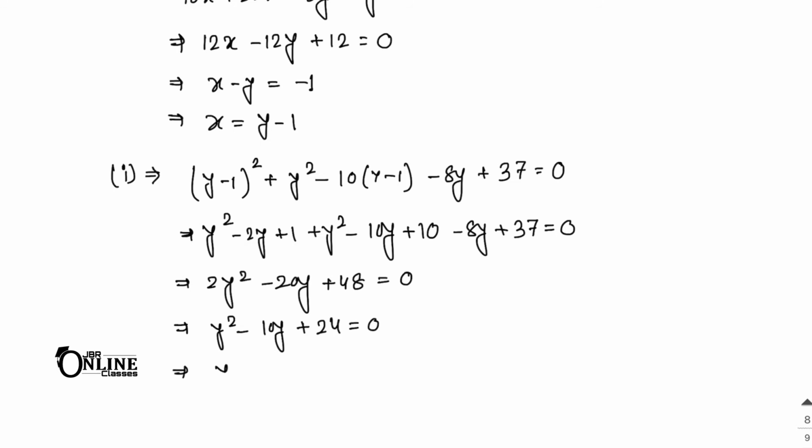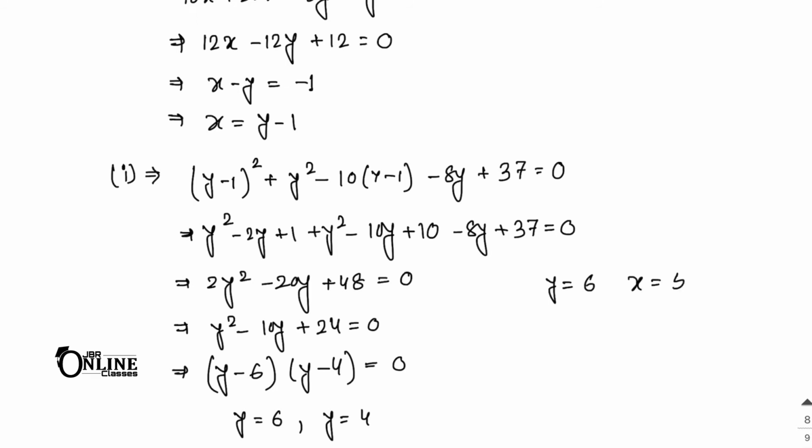So from that you can find out (y minus 6) and (y minus 4), that equal to 0 are the two factors. So from that y equal to 6 and y equal to 4. So if y equal to 6, then x equal to 6 minus 1, it's 5. If y equal to 4, then x equal to 4 minus 1, it's 3. So that means the two coordinates are (5, 6) and (3, 4) as your answer.